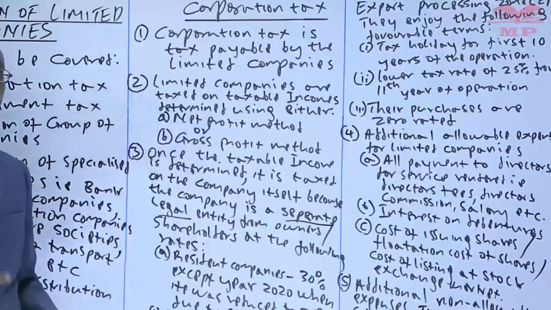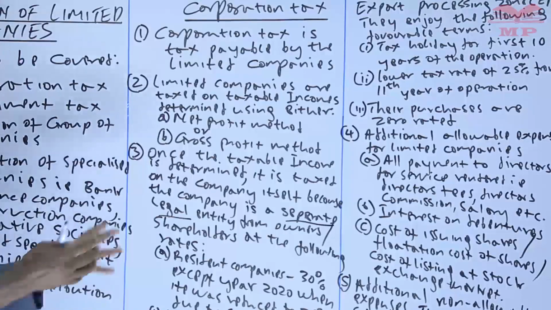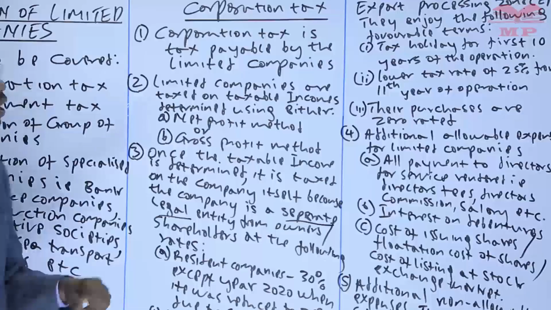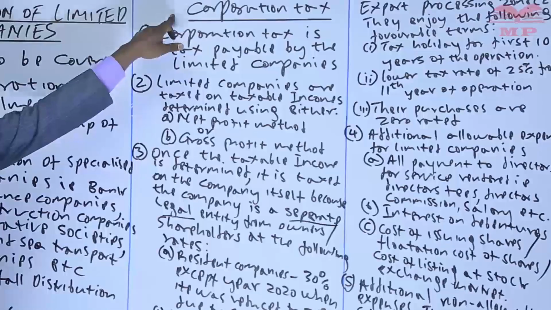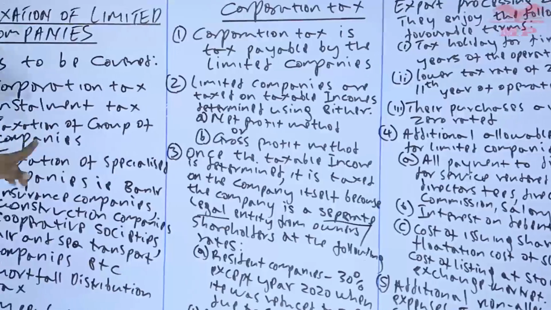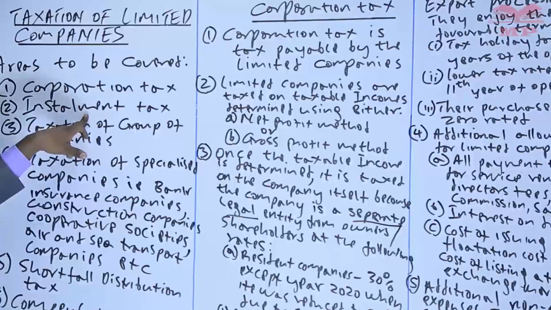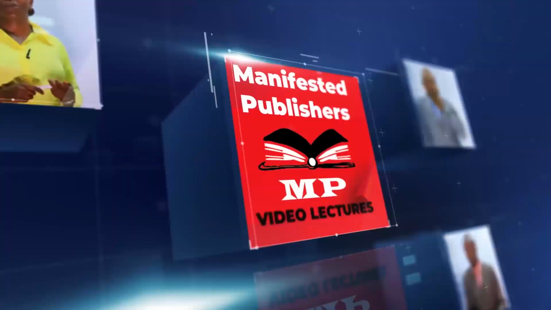At that moment, we should look at a question concerning what we have learned. However, corporation tax is usually not alone. It normally comes together with what we call installment tax.